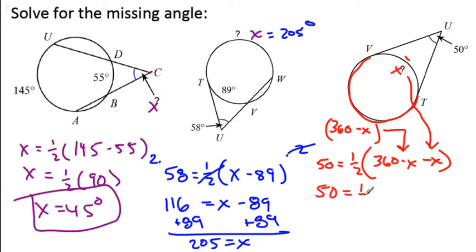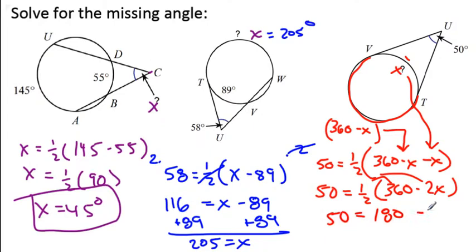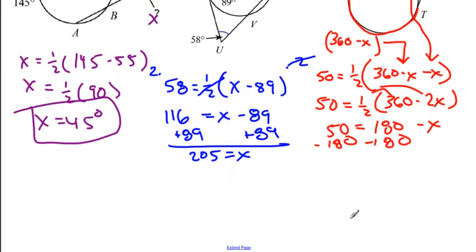So what do we get? 50 equals 1/2. I'm just going to combine like terms first. Negative x and a negative x is a negative 2x, so we have a minus 2x. I'll distribute the half. I like to multiply both sides by 2, but here, whatever. Okay, so I distribute the half. I get 50 equals 180 minus x. If I subtract 180 from each side, see how this one's a little more algebra? What are we going to get there?